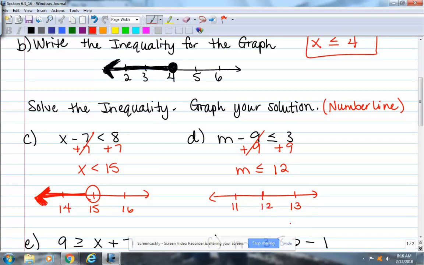Does 12 get an open circle or a closed circle? Closed. And which way do we shade, left or right? Left. We darken the left side. Mine's crooked. Any questions?